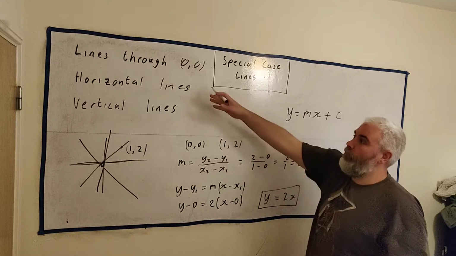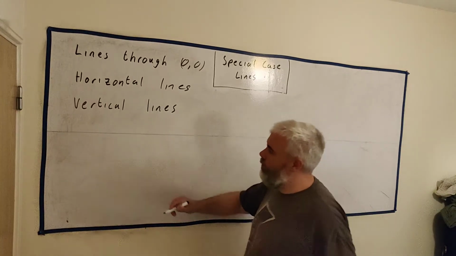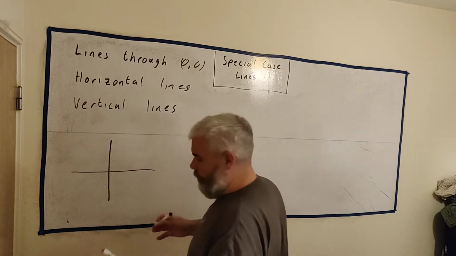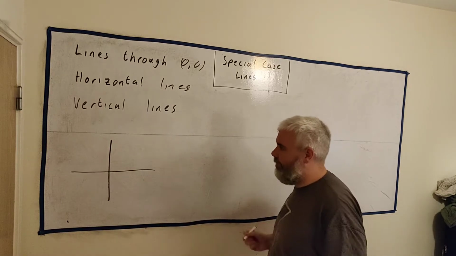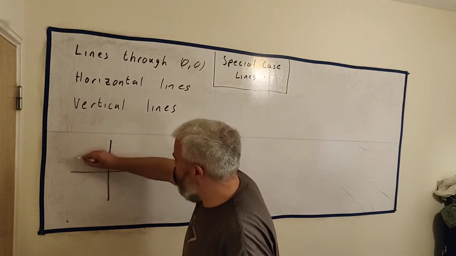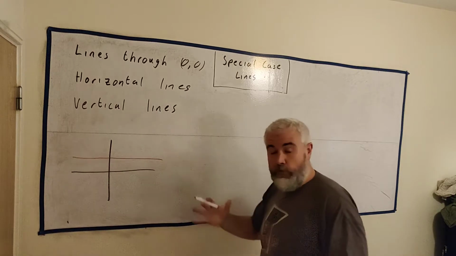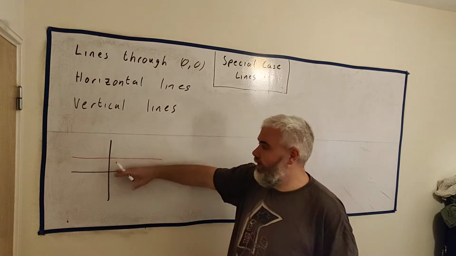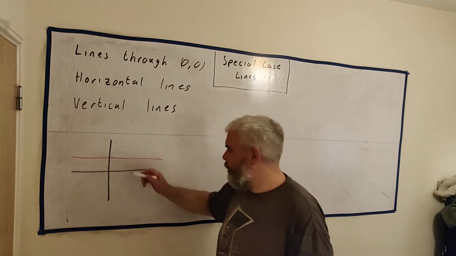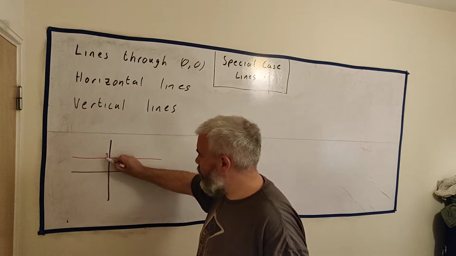Okay, let me rub this out and we'll do a horizontal line. I'll just draw a generic one. I'll use a different color because it does get a bit confusing there. We'll just say a line like this. That's what I mean by horizontal, parallel to the x-axis. And we'll put in a number there, let's say 3.